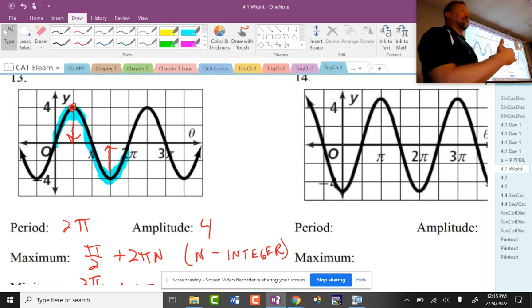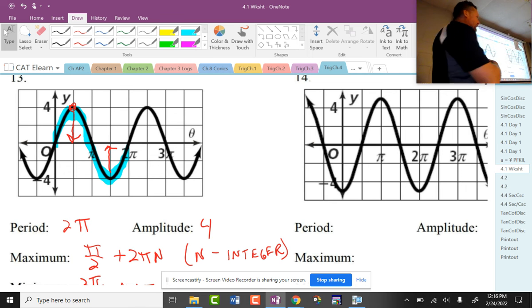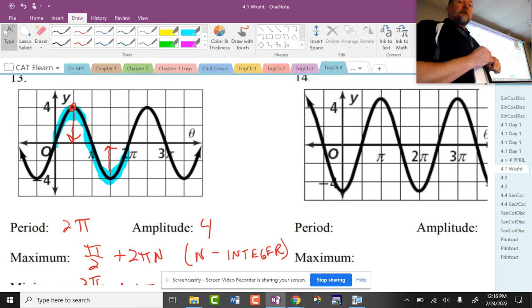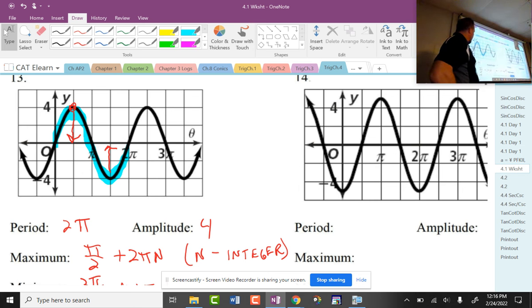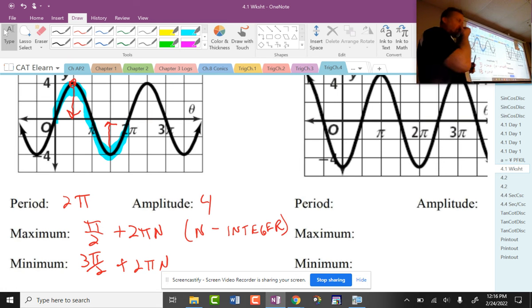And then in chapter 6 and here in chapter 4, this is going to be huge, when we get into graphs of tangent, cotangent, secant, cosecant. I think I said them all right. You're going to have to know how to write this expression. And then minimums. Not what is the minimum, -4, but where? What's that value right there? 3, 2, 1, go. Oh, you should know. 1 pi over 2, 2 pi over 2, 3 pi over 2. And then they are still 2 pi n away from each other. So there's the minimums.